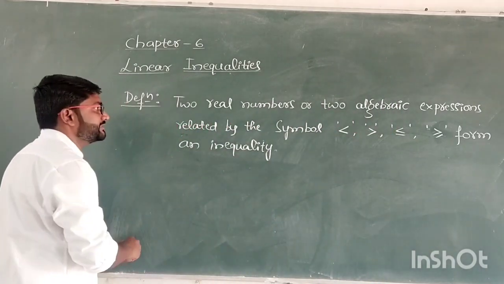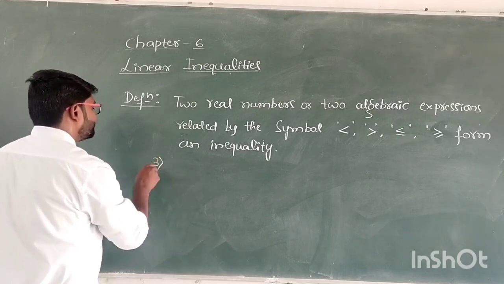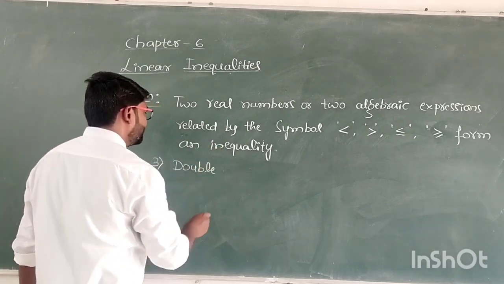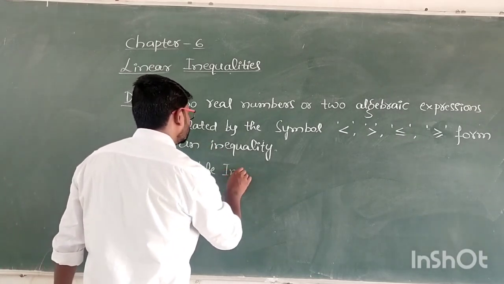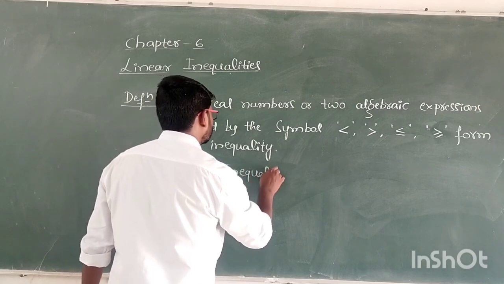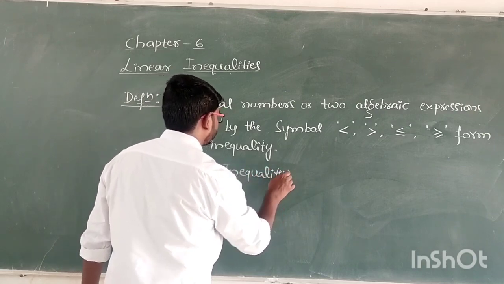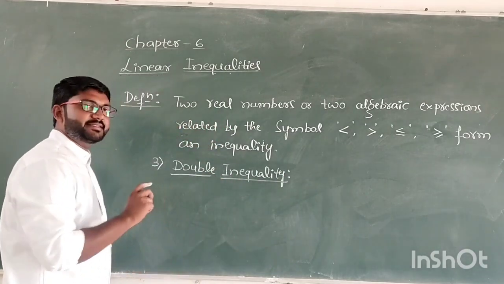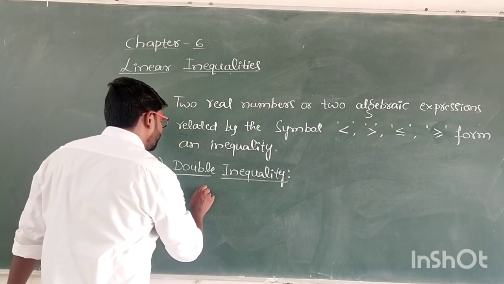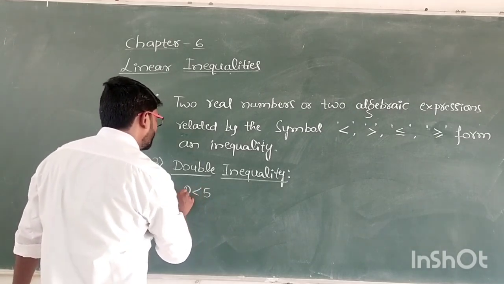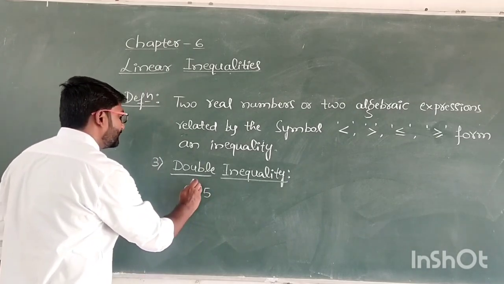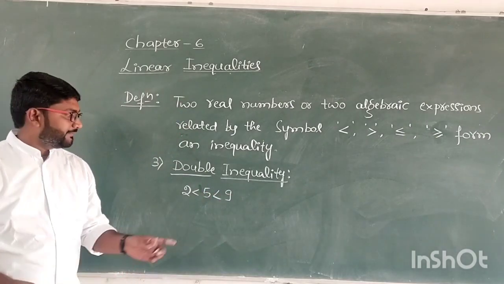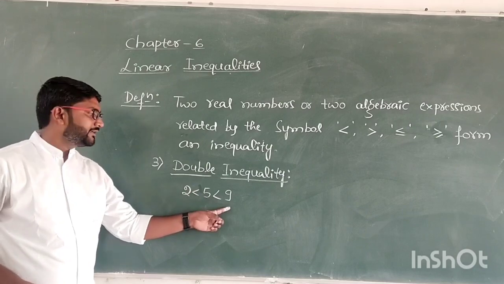So the next one is double inequality. Here the example for double inequality is 5 greater than 2 and less than 9. Five is greater than 2 and less than 9.